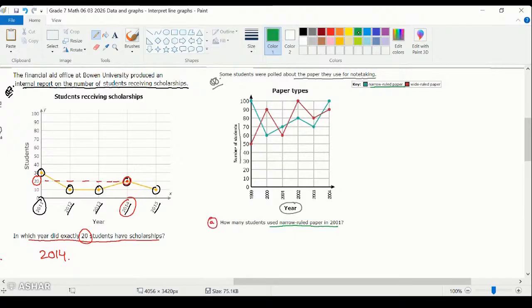In 2001, this is 2001, this was narrow rule paper. How many students were there? 70 students were using narrow rule paper in 2001. Agreed? Let's look at another example.